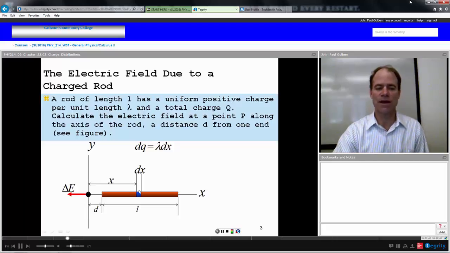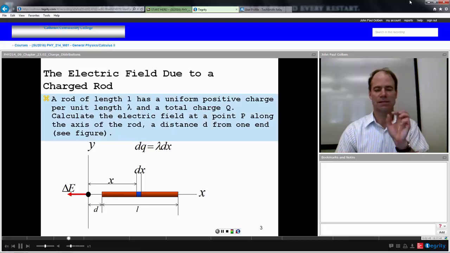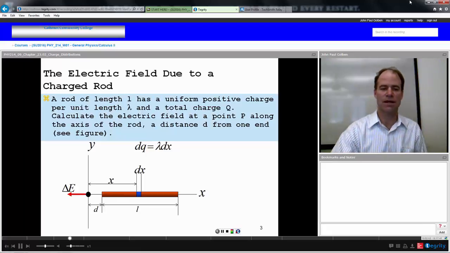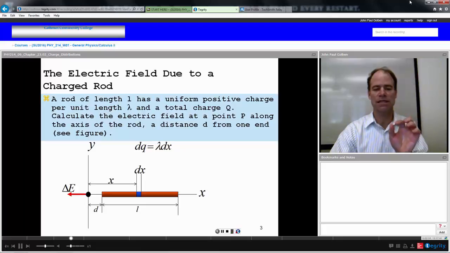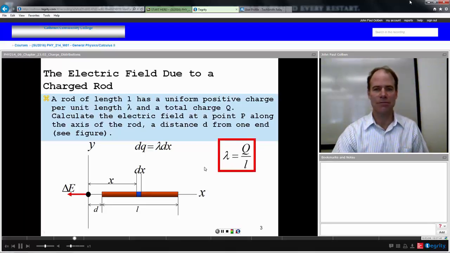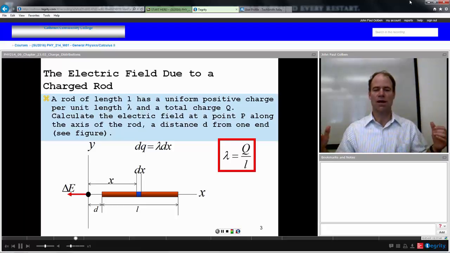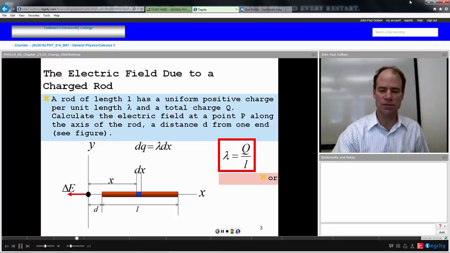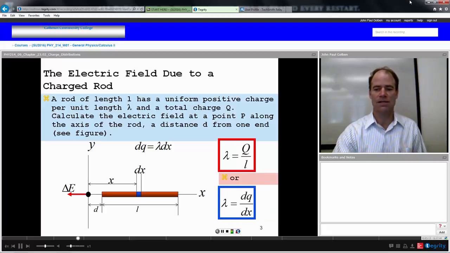Now we're going to evaluate this due to every little piece dq of this rod as we go along. The charge on any little dx piece of this rod is going to be equal to the charge per length, lambda, times that dx. In other words, lambda is the total charge per length on this rod, so that would be Q divided by L. But equivalently, I could say that lambda is the infinitesimal charge dq in an infinitesimal dx. That's the same charge per length at any particular point. So dq/dx is equal to lambda as well. Lambda is a constant for this particular rod.